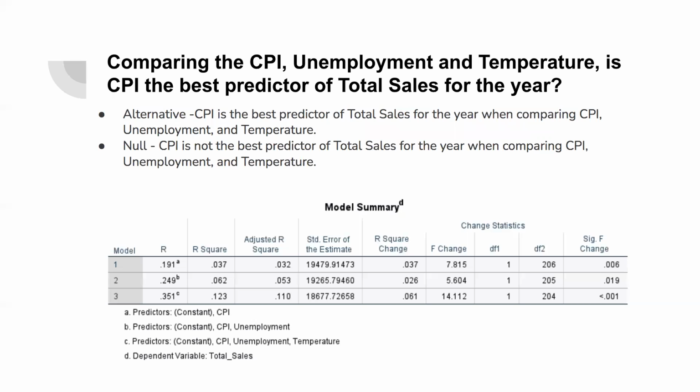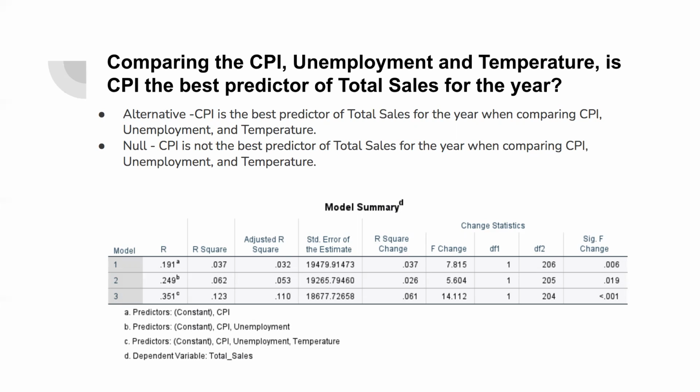Okay, for the next thing, we were asked to compare the CPI, unemployment, and temperature, and is CPI the best predictor of total sales for the year? For this linear regression analysis, 3 models were run. The first had the consumer price index as the only independent variable. It is concluded that the CPI accounts for 3.7% of the variance in total sales for the year. The second model included unemployment. By adding that, 6.2% of the variance in total sales for the year is recorded. And the third model is the addition of all 3 independent variables, which is CPI, unemployment, and temperature. With the addition of all 3, the total variance is 12.3%.